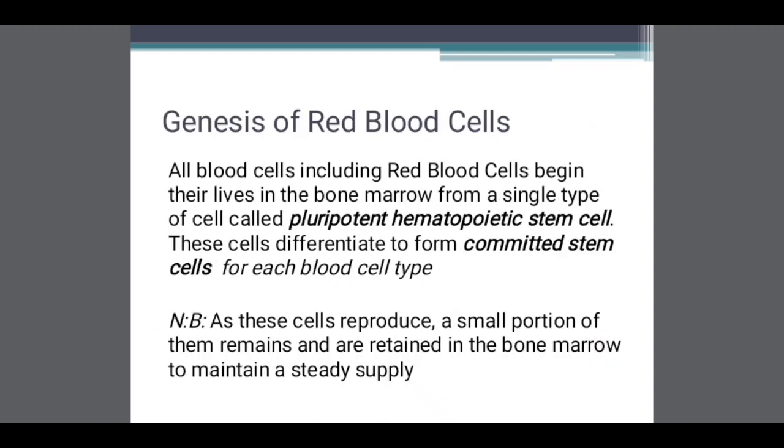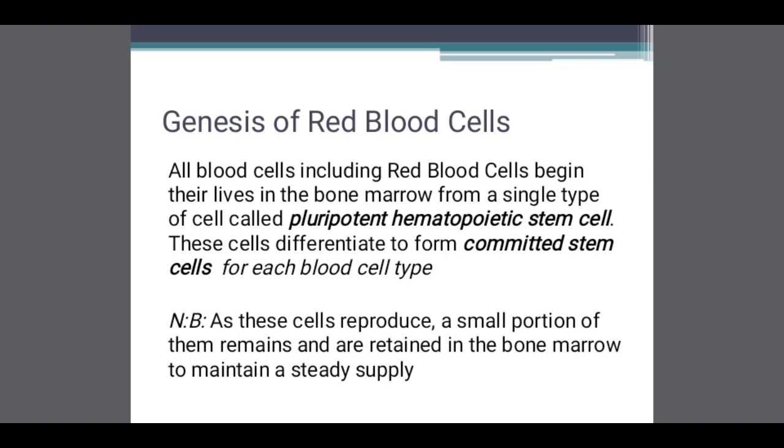Now we're going to look at the second heading, genesis of red blood cells. All blood cells, including red blood cells, begin their lives in the bone marrow from a single type of cell called the pluripotent hematopoietic stem cell. These cells differentiate to form committed stem cells for each blood type. So each blood cell type has its own committed stem cell, but they all emanate from pluripotent hematopoietic stem cells.